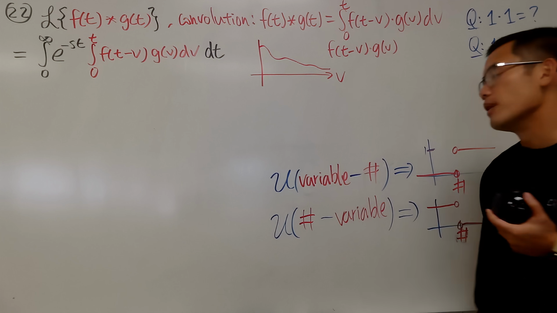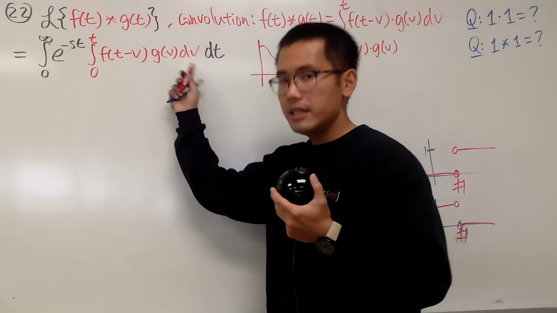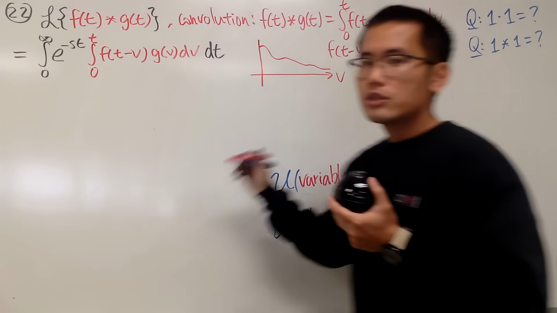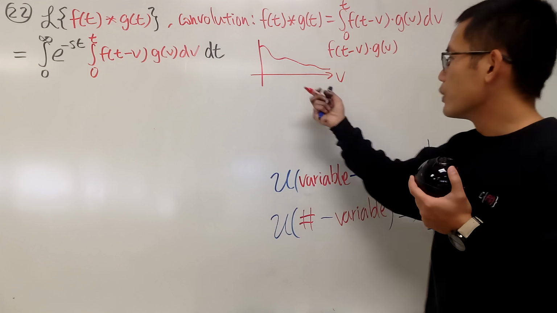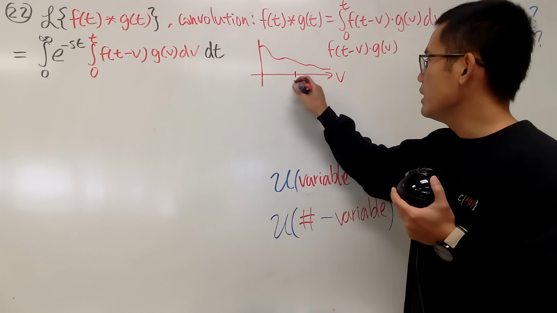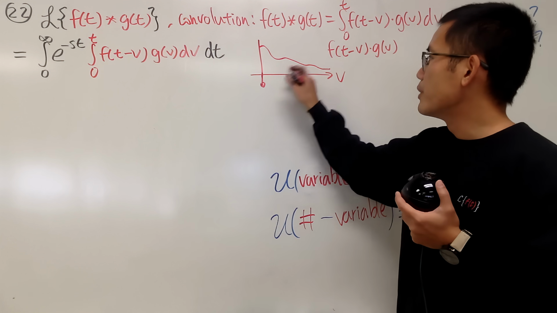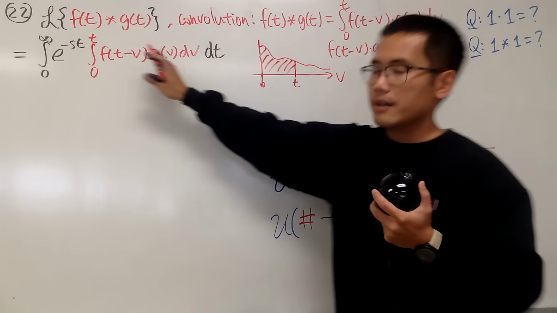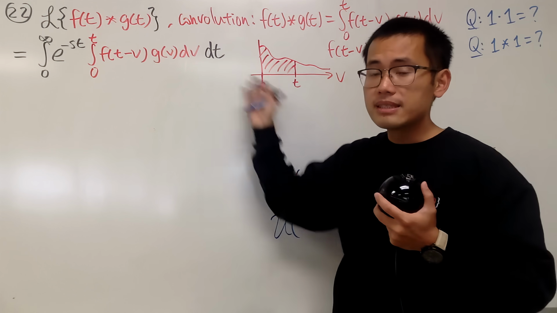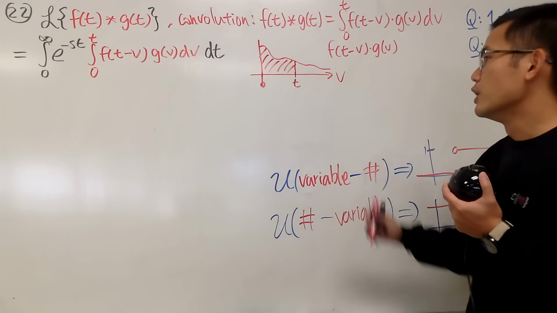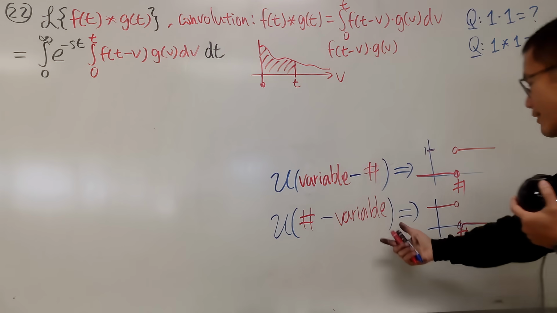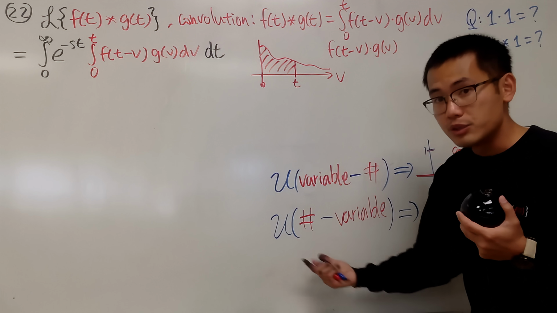Now, here is the deal. Pay attention to the red integral. We are just going from 0 to t. So with this picture, we just want to go from 0 to t, and again, t is our number in this situation. That's the area for that integral. That's all we need. We don't need anything forward. So we actually have to multiply by this kind of situation.